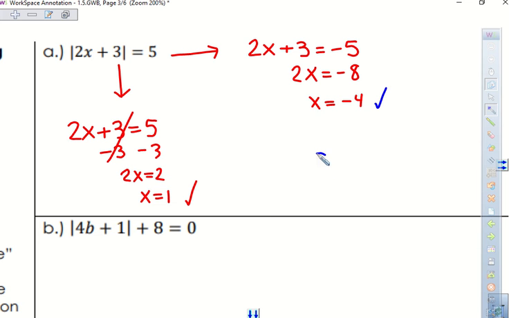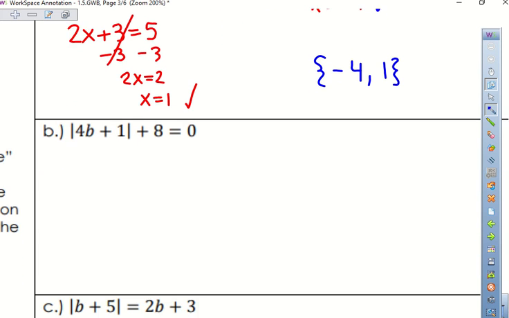This one's good. So you can write the solutions in the form of a solution set with the squiggly brackets. No, it doesn't matter which one you write first. I just like to write it lowest to highest, personally. But that's it. Okay, let's go ahead and try the next one.